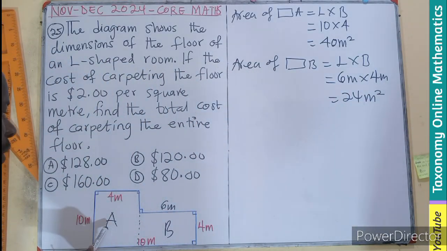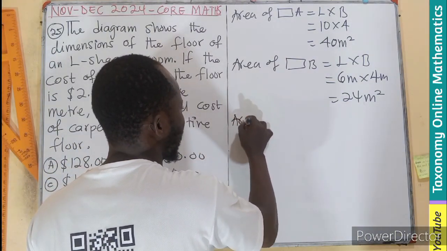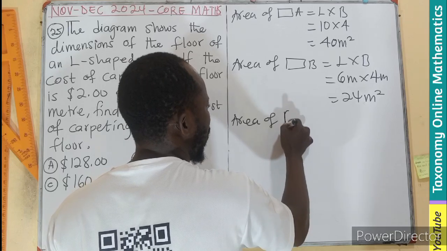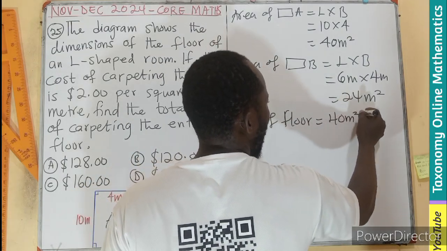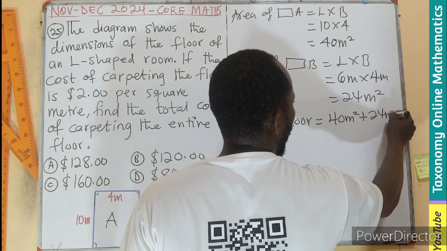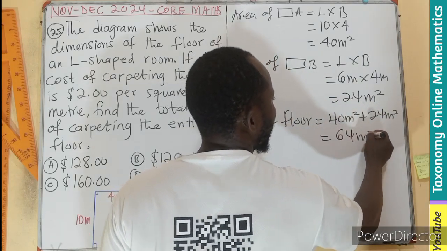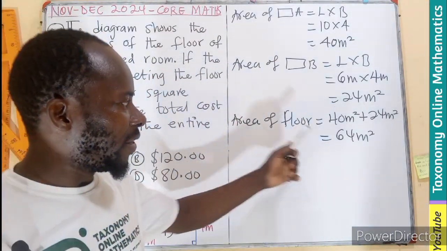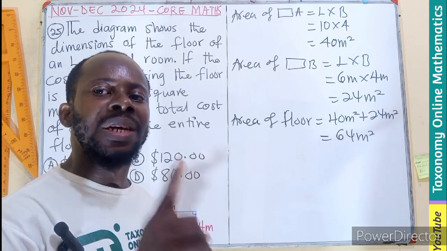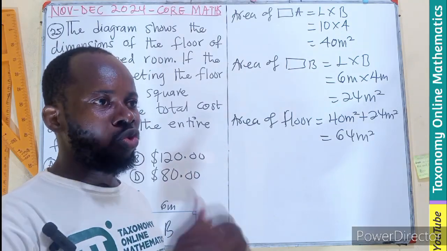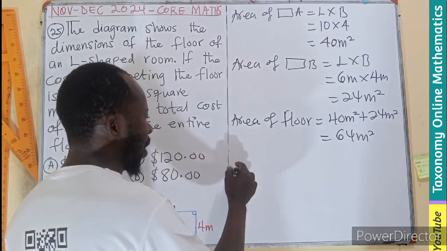But what are we looking for? We're looking for the area of the whole thing. So area of floor will be 40 meters square plus 24 meters square, and that gives us 64 meters square. And in these 64 meters, each of the meters square is going to be what? $2. Meaning $2 in the group of 64. That's multiplication. So total cost.